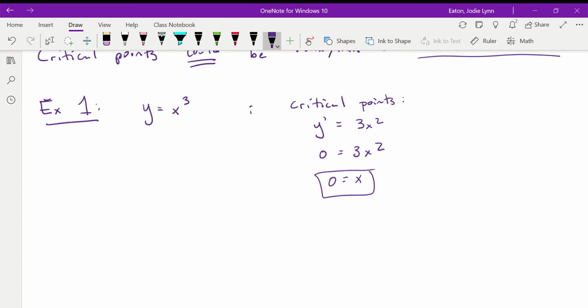But if we go and look at the graph of y equals x cubed, we can see y equals x cubed actually doesn't have any maxima or minima at all. Let's make that a little cleaner there. So y equals x cubed doesn't have a highest point, so it doesn't have an absolute max, it doesn't have a lowest point, and it doesn't have any relative maxima or minima either. So what it does have is a horizontal tangent.